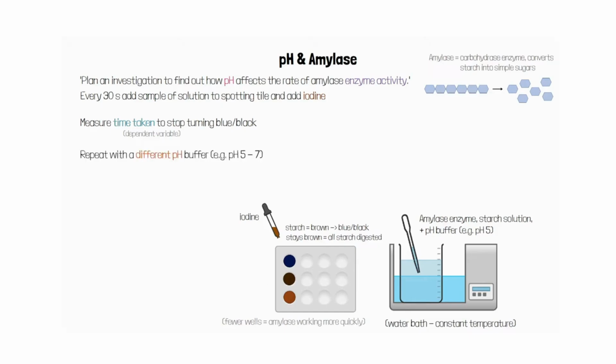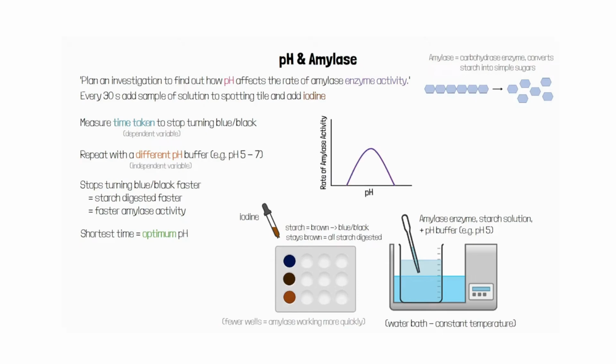We repeat the same process, but with a new beaker of amylase and starch, using a different pH buffer, such as pH 6 or pH 7. pH is our independent variable. The shorter the time taken to stop turning blue-black, the faster the starch is being digested, so the faster the amylase is working. The pH that takes the shortest time to stop turning blue-black is the optimum pH for amylase. This is the pH at which it works best, which is where the rate of enzyme activity is highest.